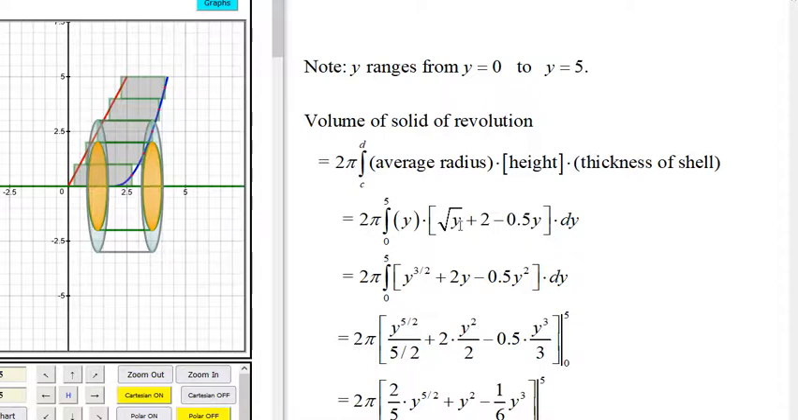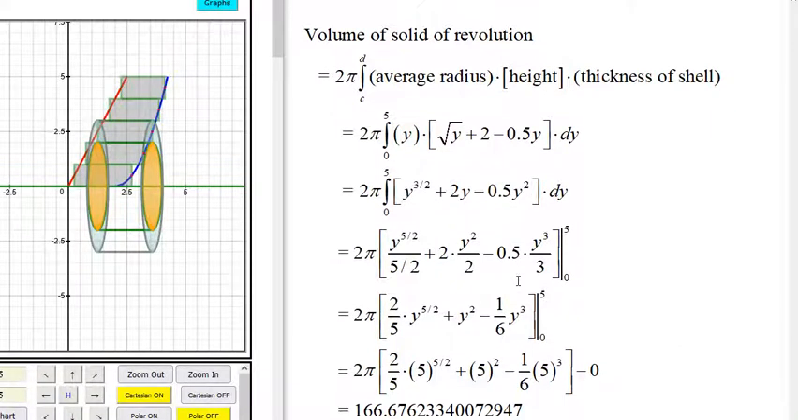The square root of y is the same as y to the 1/2. So y times y to the 1/2 is y to the 3/2. y times 2 is 2y. And then y times 0.5y is 0.5y squared. Antiderivative for y to the 3/2, add 1 to the exponent, 3/2 plus 1 is 5/2, and then dividing by 5/2.